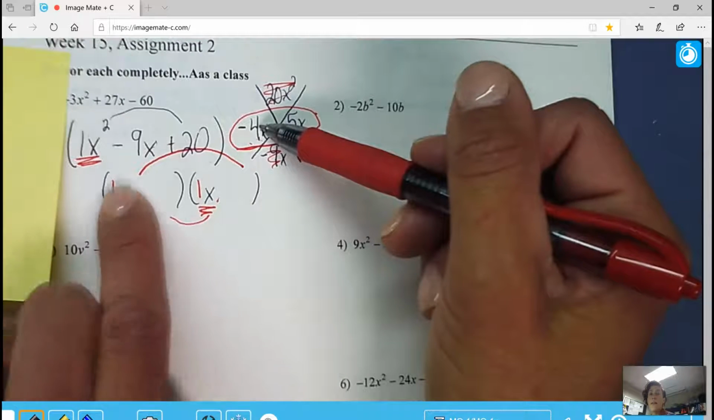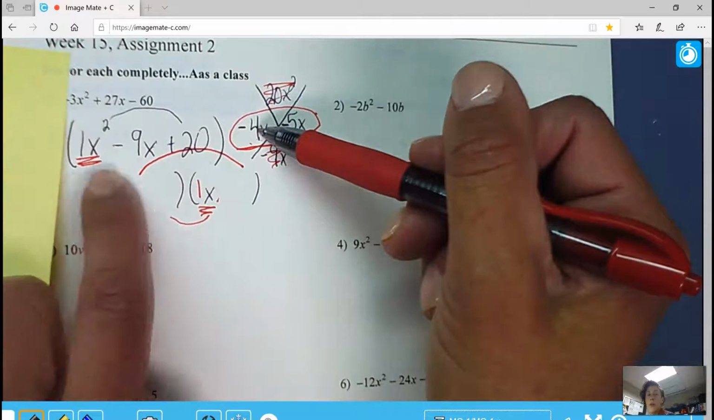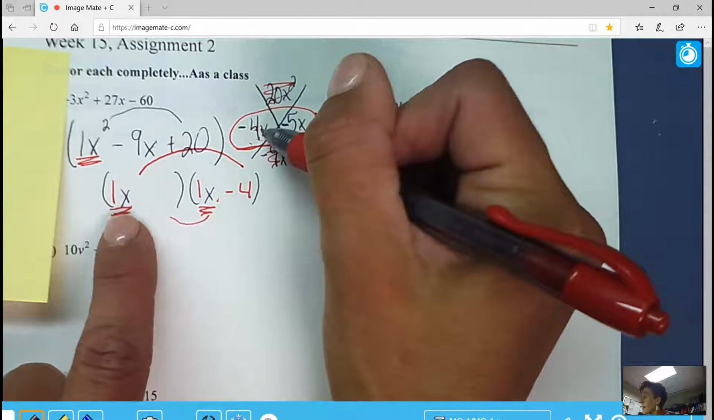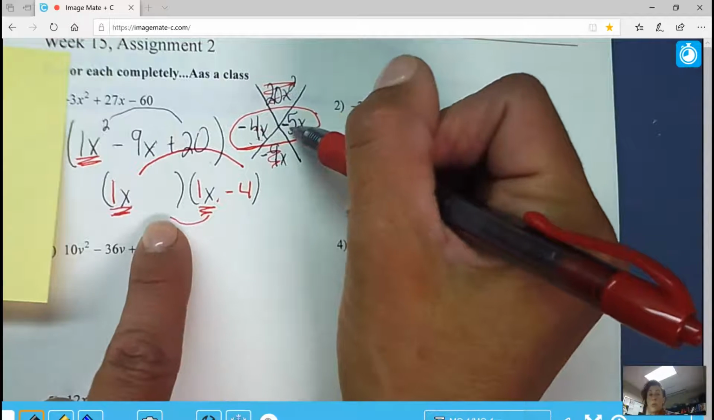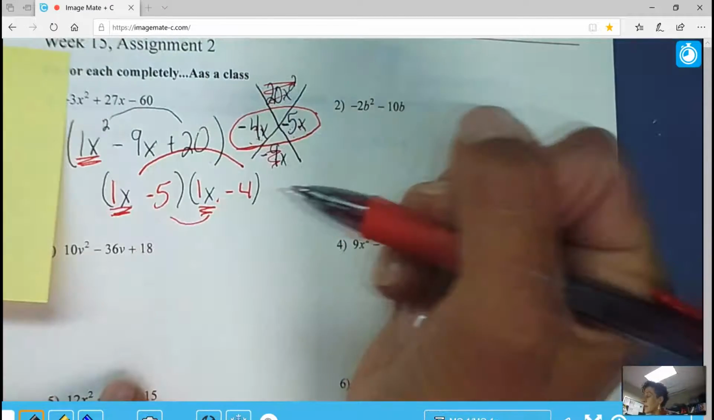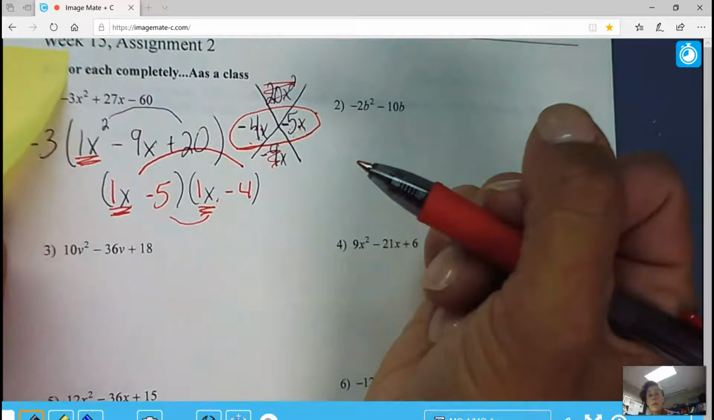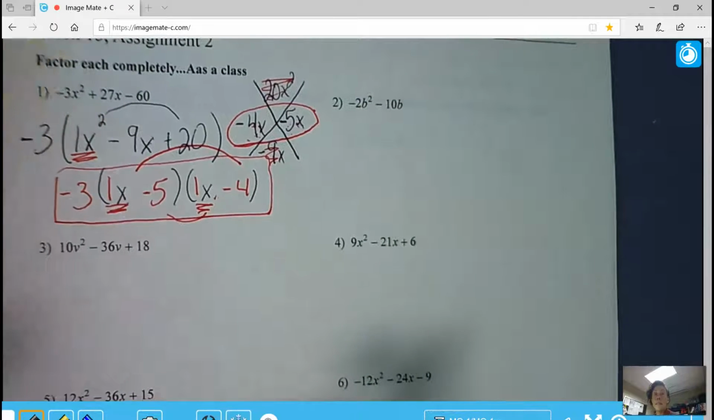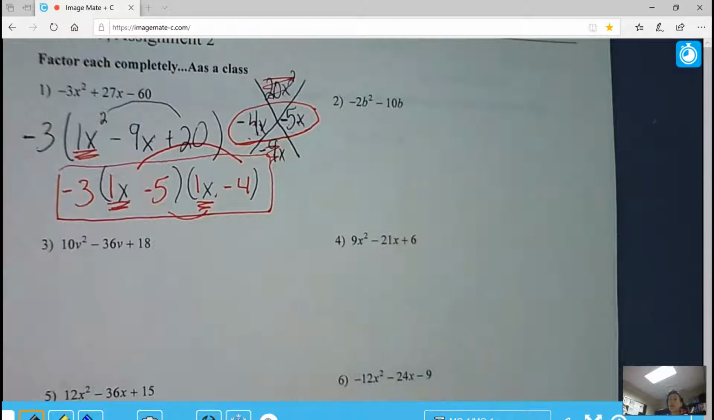So I'll have 1 follow this loop to make negative 4. So 1 times negative 4 makes the negative 4. The x is already there. And then 1 will follow this loop to make the negative 5x. And I just need a negative 5 because the x is already built in. And then if you remember, bring that GCF down into your final answer. So now this is completely factored. We have all 3 factors.